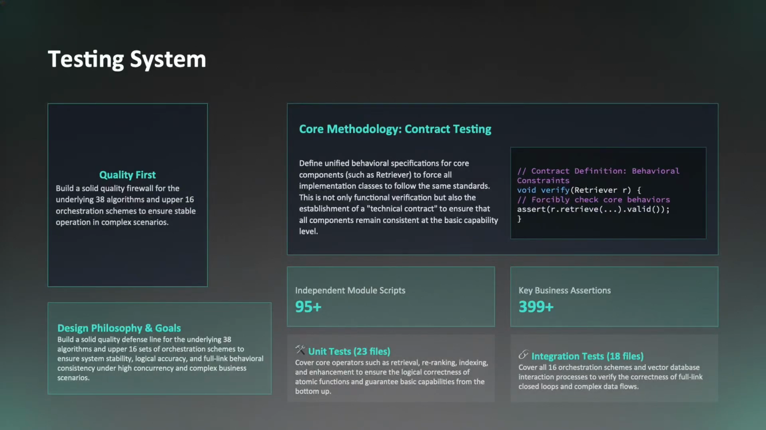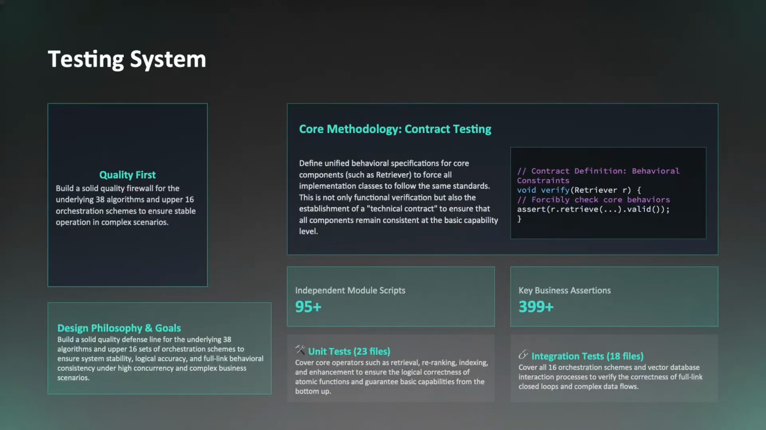In terms of testing scale, we maintain more than 95 independent module test scripts, with over 399 refined verification assertion points covering all business logic. We split tests into two major categories. First, unit tests, 23 files, cover all atomic operators including retrieval, query rewriting, indexing, and compression, verifying the correctness of every smallest functional unit to secure the bottom layer of the framework.